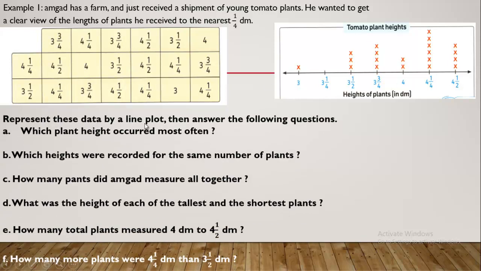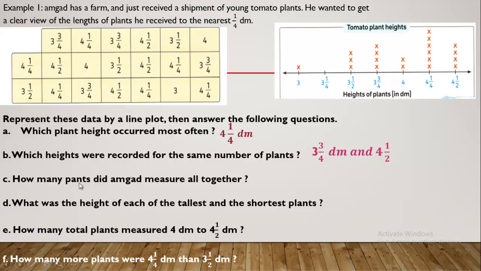Represent this data by a line plot, then answer the following questions. What plant height occurred most often? The height that occurred most often is 4 decimeters. Which heights were recorded for the same number of plants? We have here 3 3/4 decimeters and 4.5. We have the same number of plants at 3 3/4 and 4.5. We also have 4 and 4 with the same number of plants.